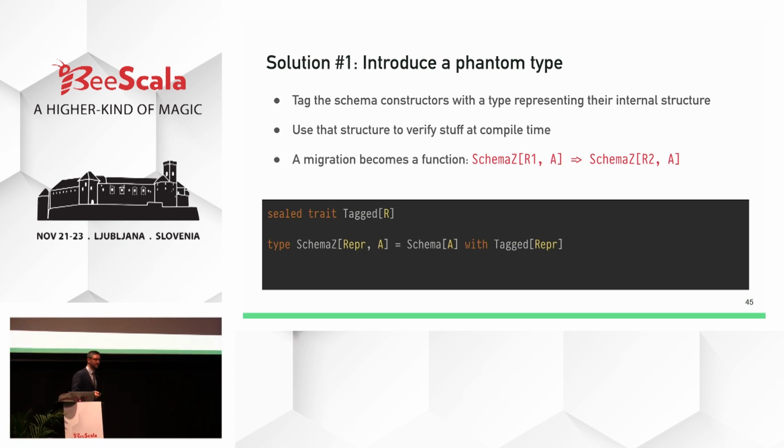And the cool thing with that is that now a migration becomes a function from this new schema with 2 types. Here is the representation, that is the structure of the schema. And here is the type that is represented by the schema, your ADT. And so a migration is just saying, OK, I will go from one representation of A into another one. But I will always keep representing the type A.